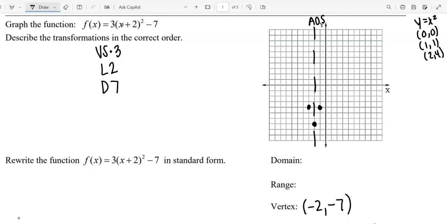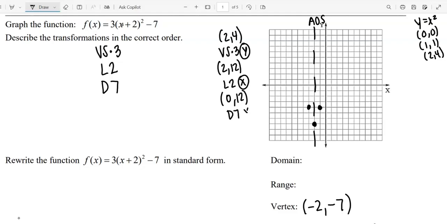And so from 2, 4, vertical stretch by 3, where's that going to go? So vertical stretch by 3, yep, that happens to the y, so that's going to be 2, 12. And then I've got left 2 on the x. Where's that going? 0, 12. If it goes off the graph, I usually write it down. And then down 7, where's that going? 0, 5. Hey, what else is that?